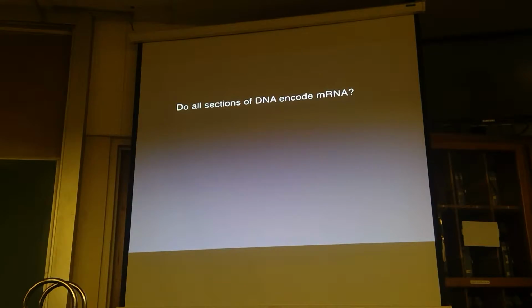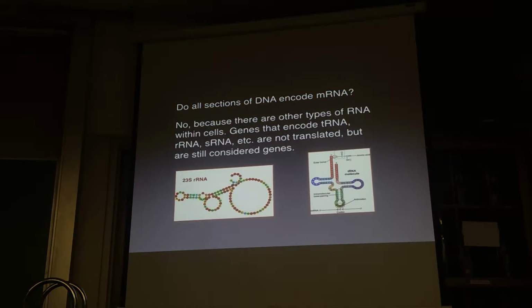There's the small RNA. Some references refer to those as small nuclear RNA, the ones that make up the spliceosomes, because spliceosomes are in the nucleus. And now there's CRISPR RNA, so there's a bunch of different types of RNA. Anyway, so no, not all sections of DNA code for messenger RNA. There's all these other types. Well, for a while, those weren't considered genes, but they are now. So there are specific genes that encode ribosomal RNA and transfer RNA, et cetera.